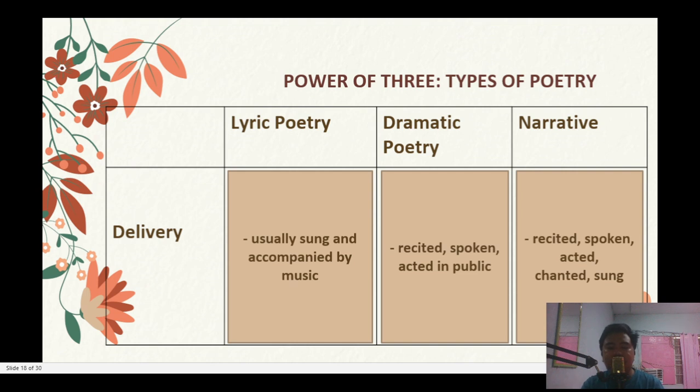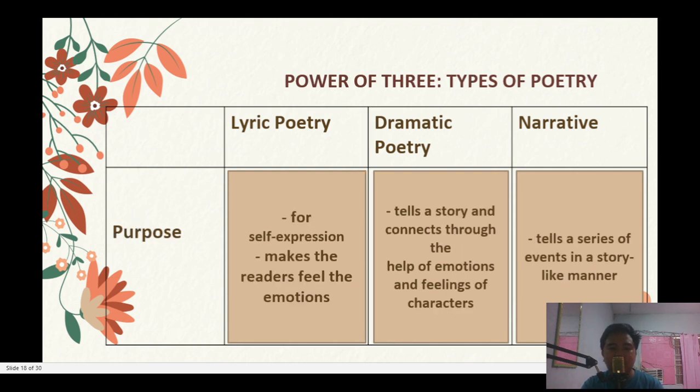For delivery, no, lyric poetry is usually sung and accompanied by music, while dramatic poetry is recited, spoken, and acted in public. That's why there are actors and actresses. And for narrative poetry, it could be recited, it could be spoken, it could be acted, chanted, or even sung at the same time. Okay? And for the purpose, number 1, the purpose of a lyric poem is what? For self-expression of the author. Isn't it? The purpose is to express the feelings and emotions of the author and its thoughts. And what? The impact is to make the readers feel the emotion while they were reading the poem.